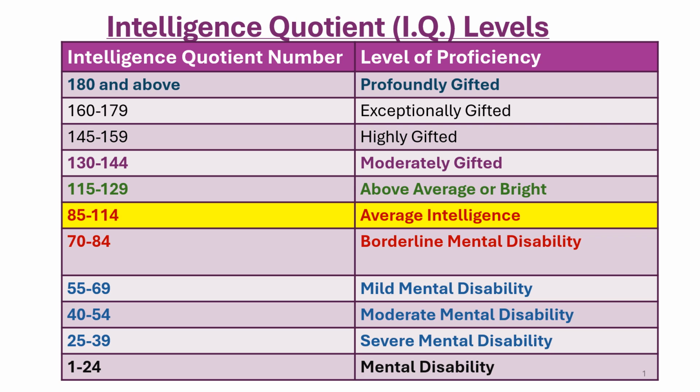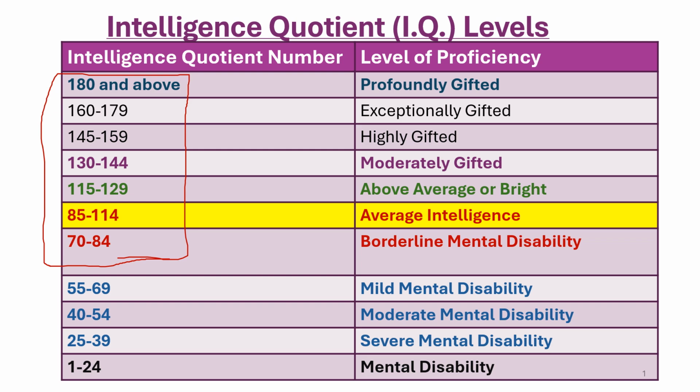Then 115 to 129 is above average or bright, and moderately gifted is 130 to 144, which mean nothing once you get into the average, because even people who were thought to have been borderline mental disability have done great things. And people place a lot of weight on these intelligence quotients.